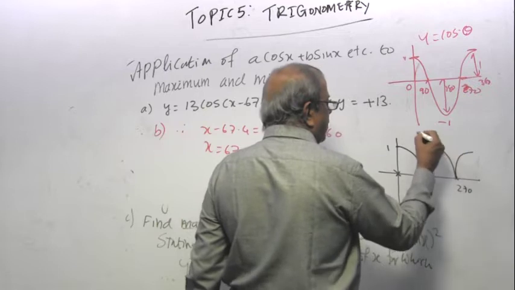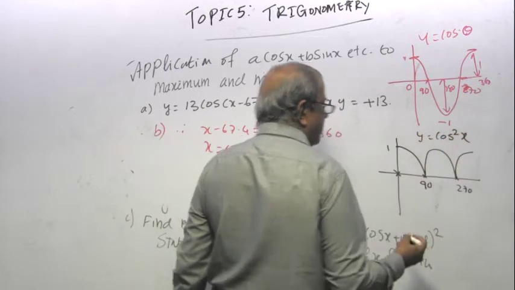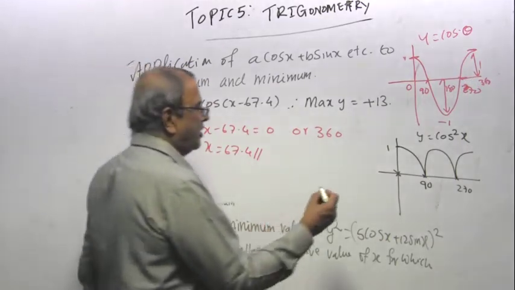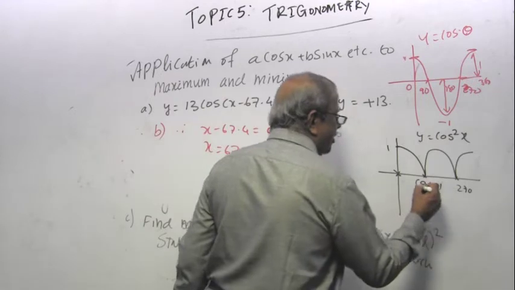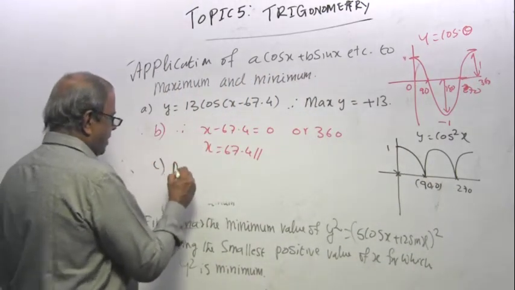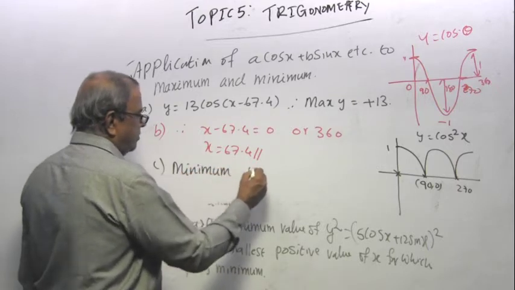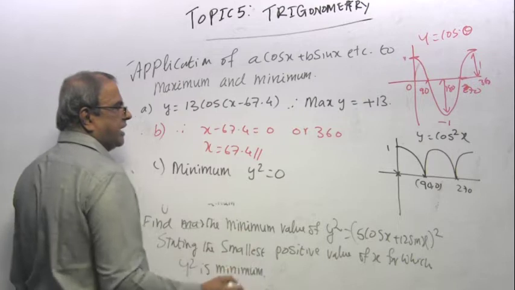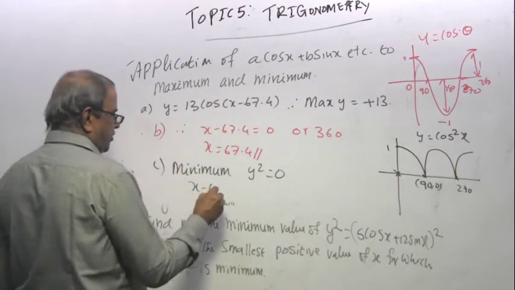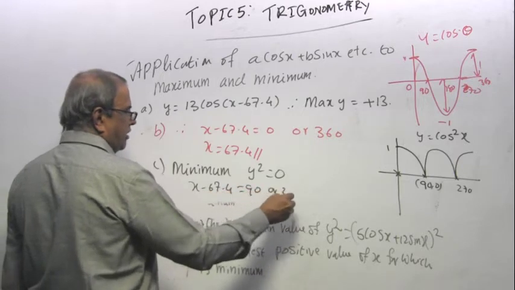This is the graph of y equal to cos squared x. So what is the minimum value of cos squared x? 0, not minus 1. So for part C, the minimum is 0. Where does it occur? At 90 or 270. So x minus 67.4 equals 90 or 270.